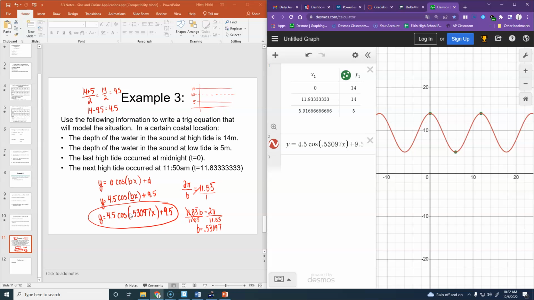The reason that I used cosine is because high tide was at midnight, which was t equals 0. So high tide is going to be your maximum point. And cosine starts at a maximum point. It has a y-intercept at the maximum point. So if I use cosine on this, I don't have to shift it left or right. You could also use sine, and you could get an answer that'll work. But to do that, because sine is usually at the midline at your y-intercept, you'd have to shift it to the left or right to get it to match up. So it's just a little easier to use cosine here.